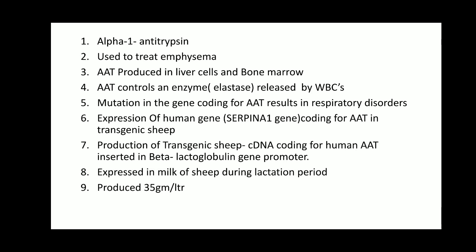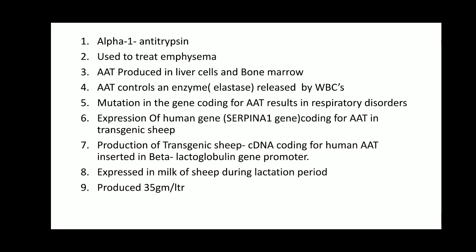What is the purpose of this alpha 1 antitrypsin? It is going to treat the emphysema disease, which is a genetic disorder, and it does so by controlling an enzyme, elastase. If this enzyme is not regulated, it will act upon the walls of the lungs and degrade them, leading to the thinning of these walls and later destruction of the lungs.